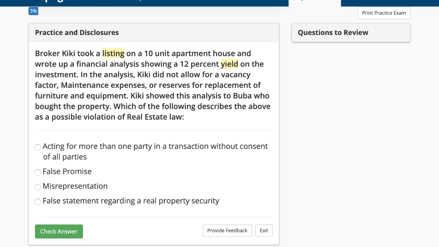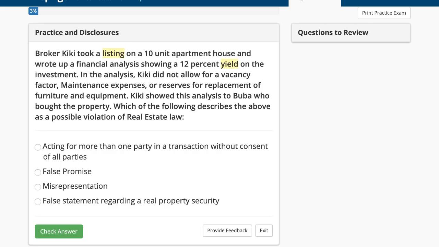Broker Kiki took a listing on a 10-unit apartment house and wrote up a financial analysis showing a 12% yield on the investment. In the analysis, Kiki did not allow for vacancy factor, maintaining expenses, or reserves for replacement of furniture and equipment. Kiki showed this analysis to Bubba, who bought the property. Which of the following describes the above as a possible violation of real estate law?